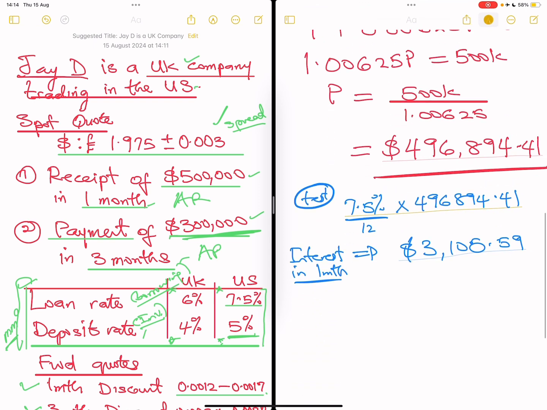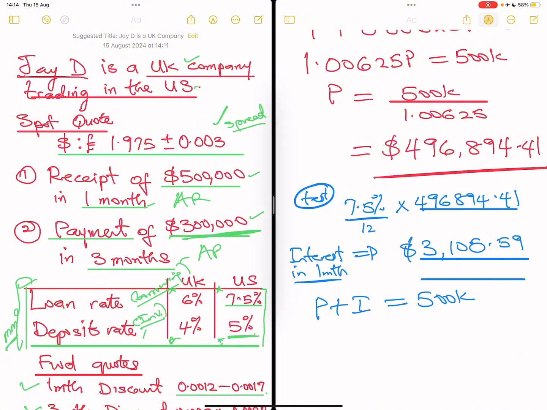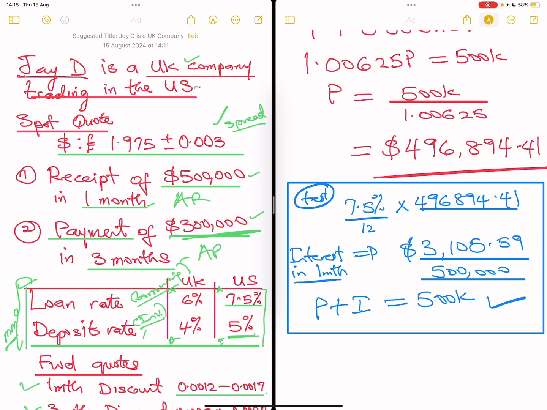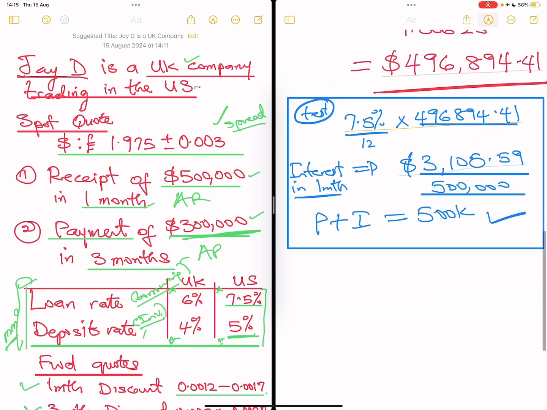So let's see whether that holds. Principal plus interest we said must be 500K in 1 month's time. So if we borrow this today, we accrue this interest in 1 month. What is the total? Let's add the two together: plus 496,894.41. That perfectly gives us 500,000. So you can see it holds. I just use this to show you so that you get confident and comfortable. And you too, you can test it as you progress, because this is a time to practice and experiment with everything before the exam, so that before the exam you are confident and you are ready to go.